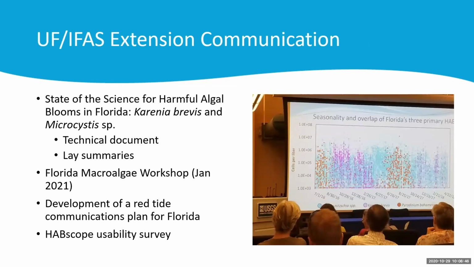Next slide. And as an example of that last bullet, in 2019, we put together a state of the science for harmful algal blooms in Florida symposium, which focused on two bloom organisms, Karenia brevis, that blooms in the Gulf of Mexico, and Microcystis, a freshwater organism that blooms in many of our lakes. That symposium brought together 75 researchers from around Florida, as well as around the nation. And the result of the symposium was a technical document which synthesized the state of the science regarding these two organisms, as well as a prioritized list of research priorities for each bloom organism. And we've been working on lay summaries for the general public, and those will be available by the end of next week.